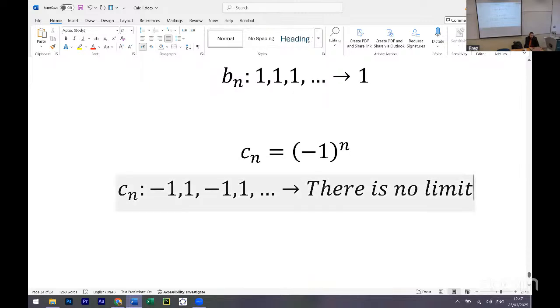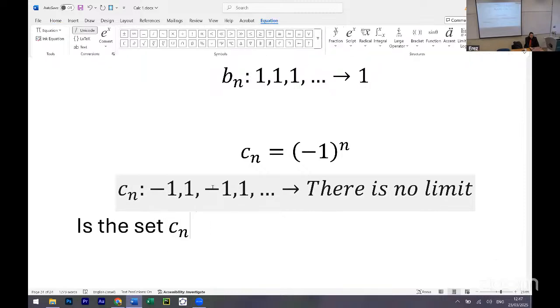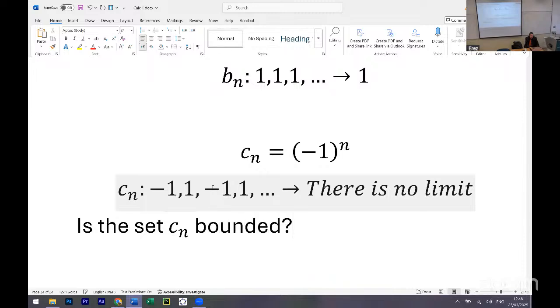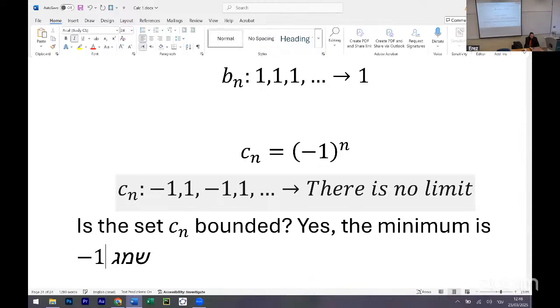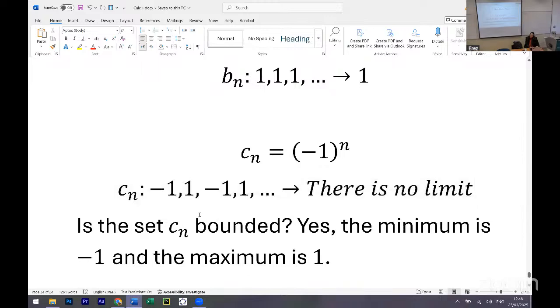Is c_n, is the set c_n bounded? Yes, right. The elements are only 1 and negative 1. It's bounded: the minimum is minus 1, and the maximum is 1. So it is a bounded set.